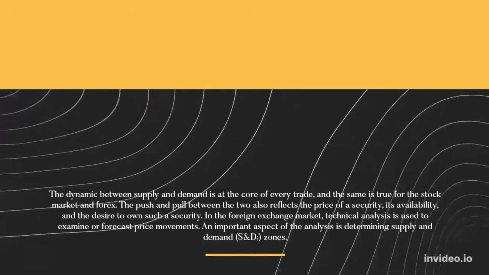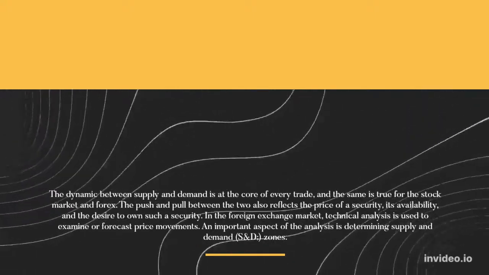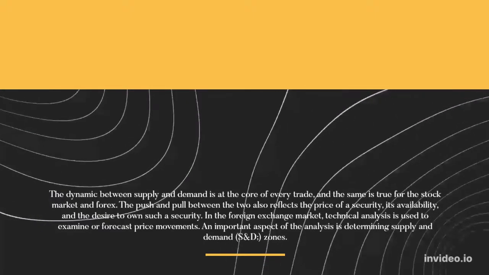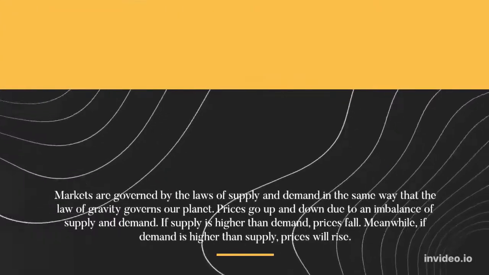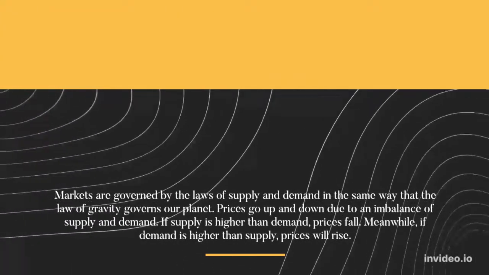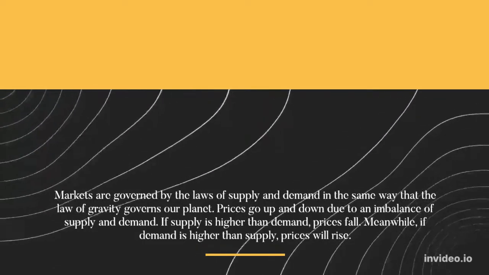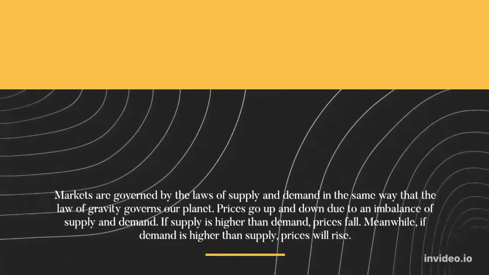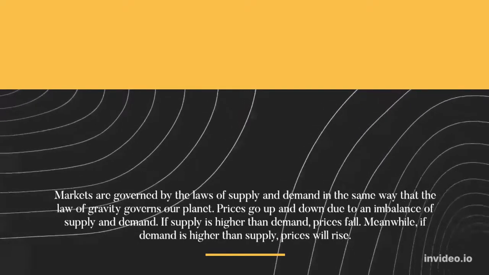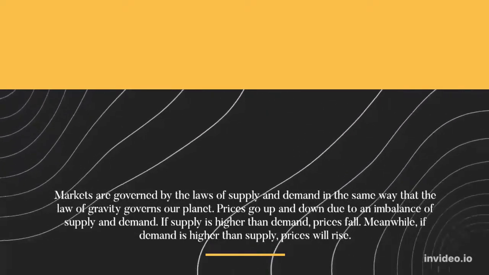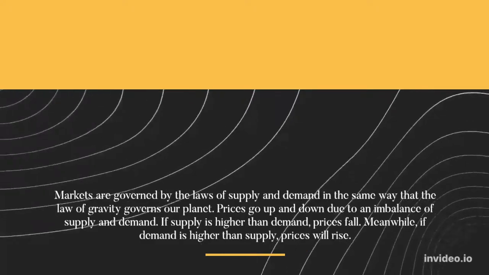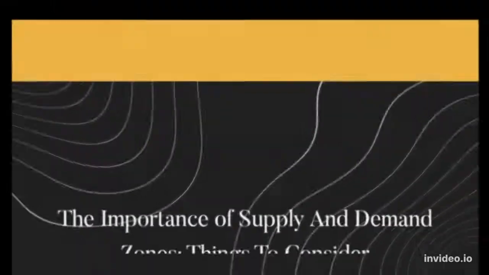In the foreign exchange market, technical analysis is used to examine or forecast price movements. An important aspect of the analysis is determining supply and demand, S&D, zones. Markets are governed by the laws of supply and demand in the same way that the law of gravity governs our planet. Prices go up and down due to an imbalance of supply and demand. If supply is higher than demand, prices fall. Meanwhile, if demand is higher than supply, prices will rise.